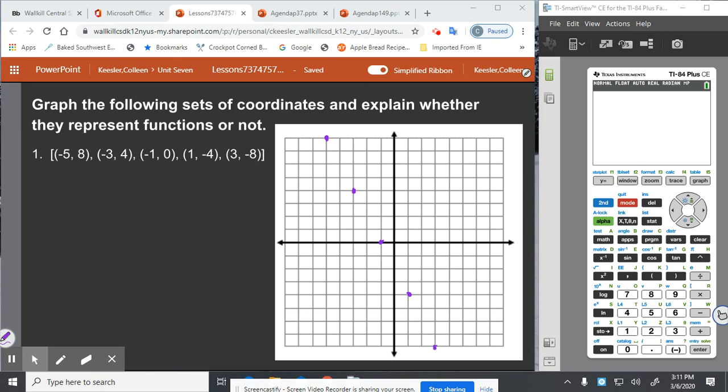So I'm not going to draw my line there, but you can tell that that is definitely linear. It would be a straight line. And we can also tell that this is a function because there are no vertical sections. If I were to connect those points, there wouldn't be a vertical line. So we're going to say, yes, this is a function, since it passes the vertical line test.